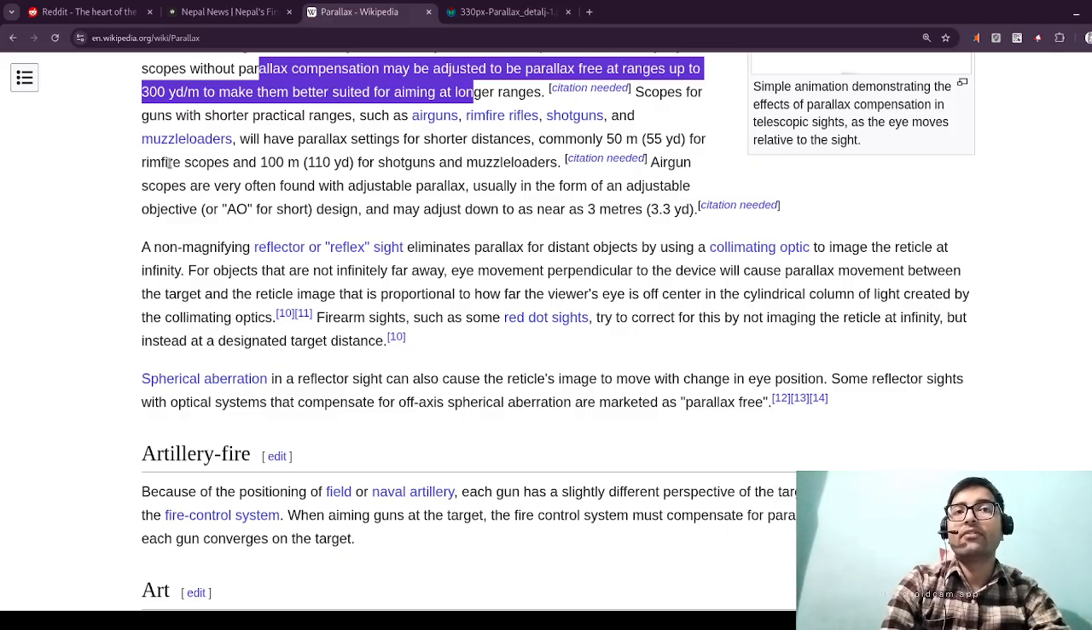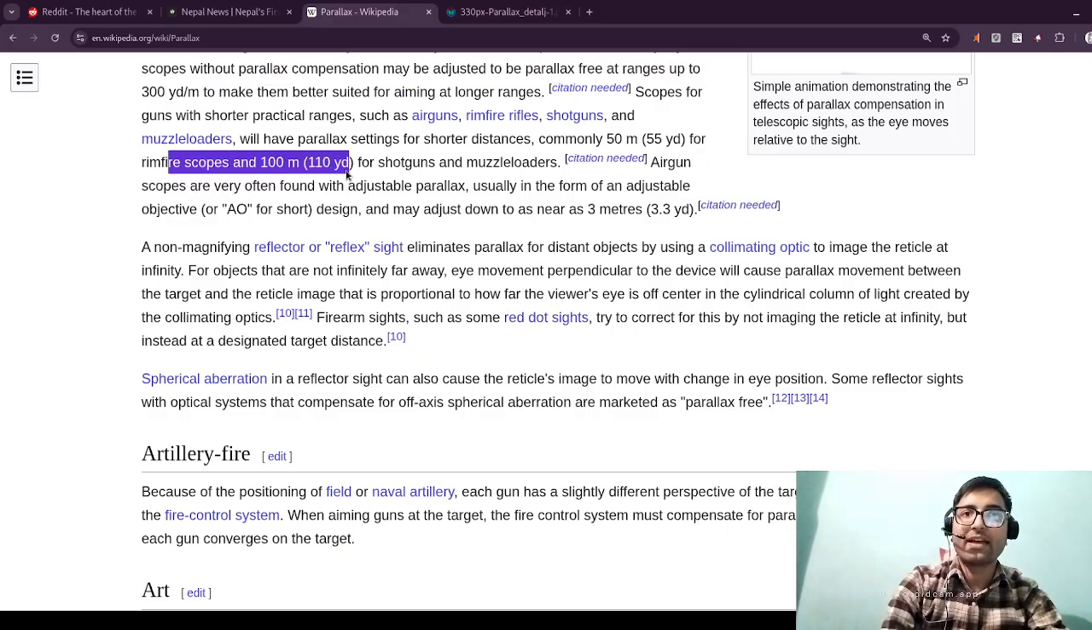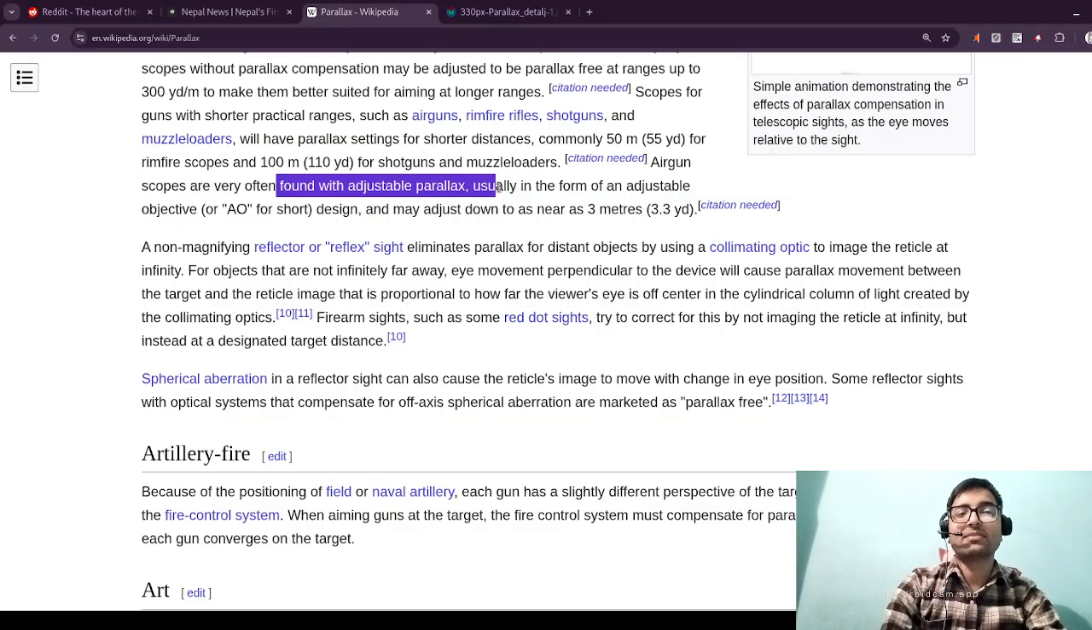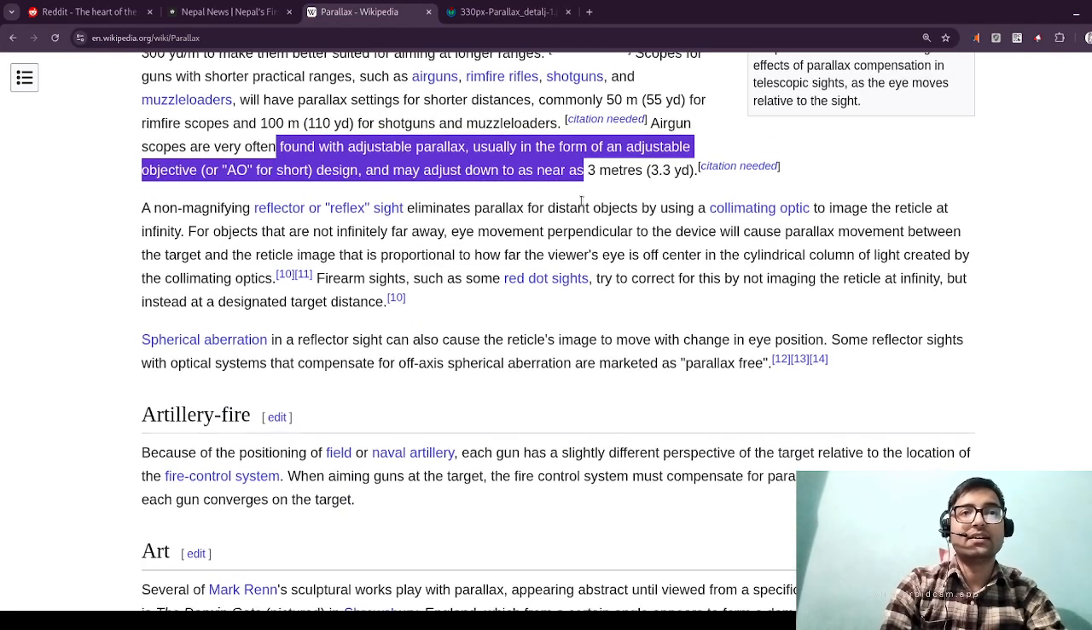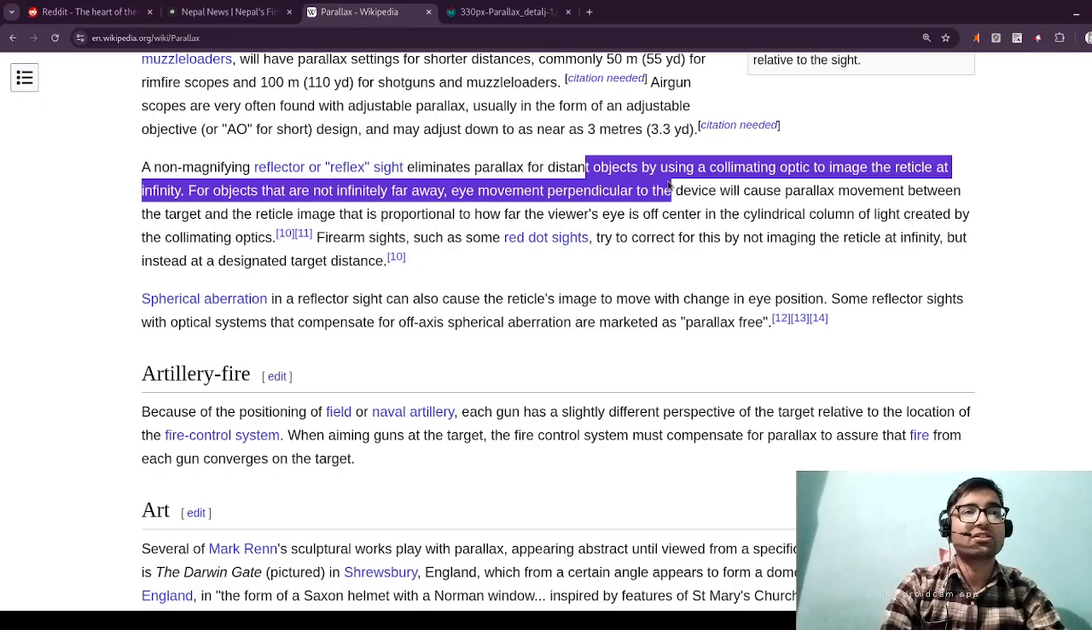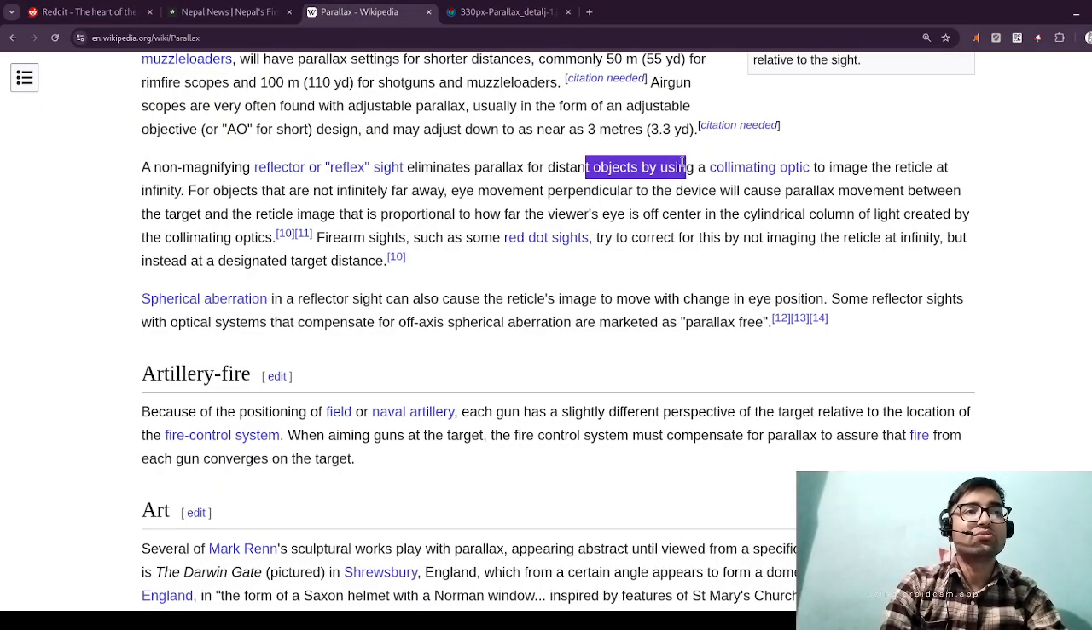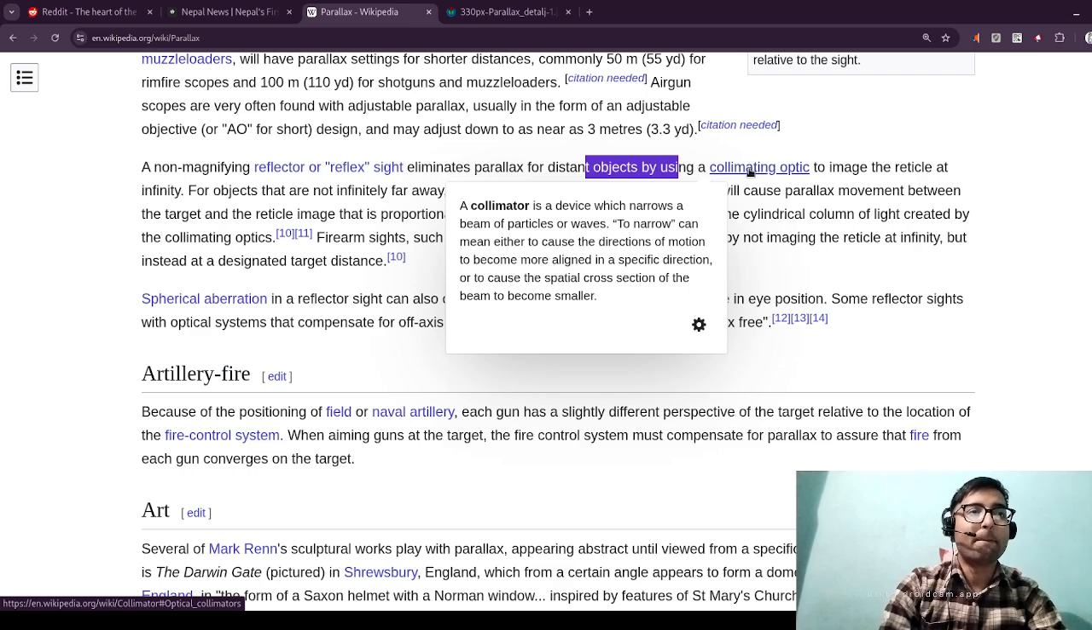For rimfire scopes, and 100 meters, that is 110 yards, for shotguns and muzzleloaders. Air gun scopes are often found with adjustable parallax, usually in the form of an adjustable objective, or AO, for short designs that may adjust down as near as 3 meters or 3.3 yards. Non-magnifying refractor or reflex sights eliminate the parallax for the distant objective by using a collimating optic.